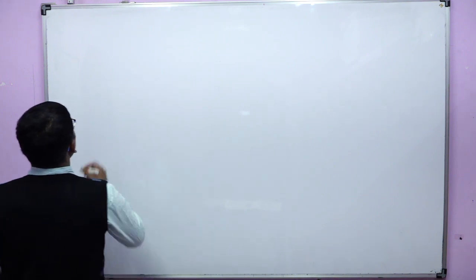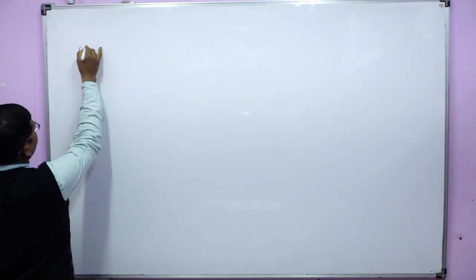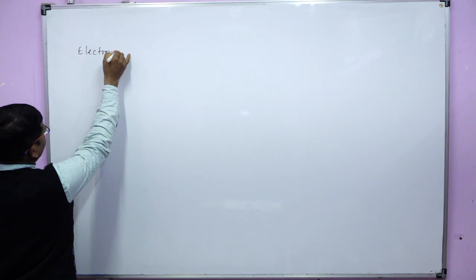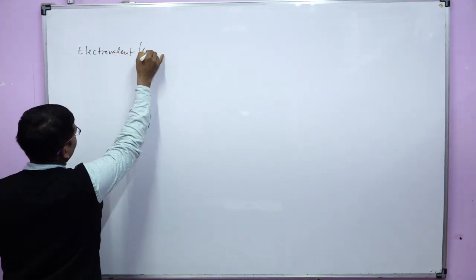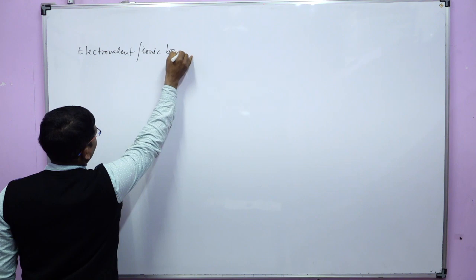Hello students, in this video we shall discuss about electrovalent bond or ionic bond, how this bond is possible and what are the characteristics associated with an ionic compound. Let us study and understand how it occurs. It is electrovalent bond, or it is also called ionic bond.